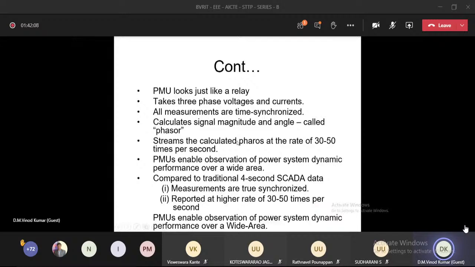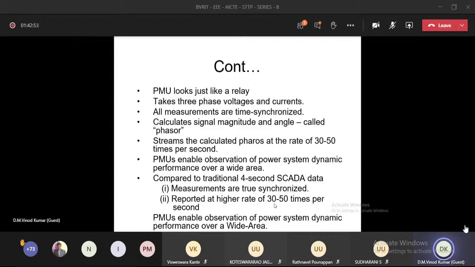PMUs enable observation of power system dynamic movements over a wide area, compared to the 4-second SCADA data. The measurements are truly synchronized and reported at a higher rate, 30 to 50 times per second. Therefore, the advantage is that if you get all measurements in real time, the operator can predict what will happen next moment. In a SCADA system, one measurement comes at time T1, another at time T2, another at time T3. Even if you assume all are coming, the output we get may not be that accurate for real-time control of power systems.